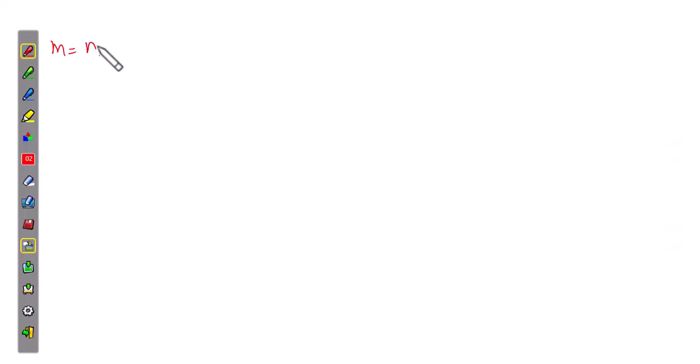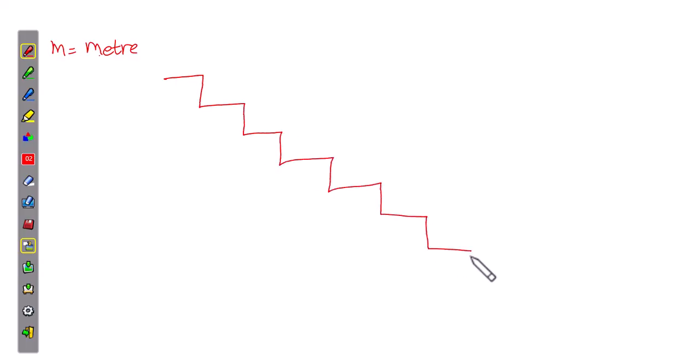Actually, the common unit of length we know is the meter. M stands for meter. But actually we have a lot of units to measure length. We can start by using the stairs, and we will have, from the top, kilometer, hectometer, decameter, meter, decimeter, centimeter, and millimeter.